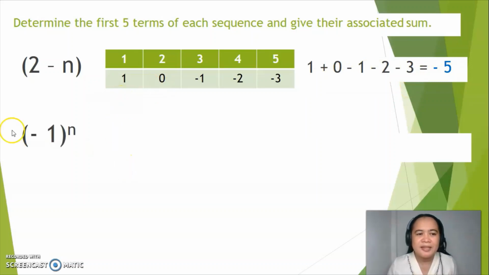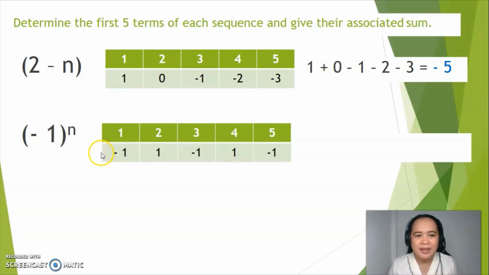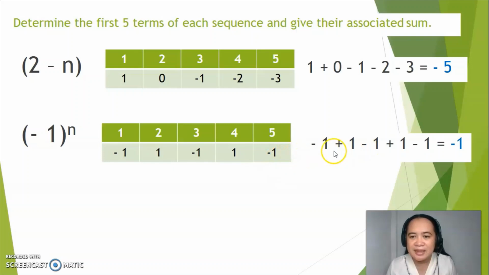Another example, it's negative 1 to the power of n. So again, negative 1 to the power of 1 is negative 1. Negative 1 to the power of 2 is 1. Until negative 1 to the power of 5, you'll get negative 1. Getting its associated sum, simply get the sum of these and it will end up to negative 1.